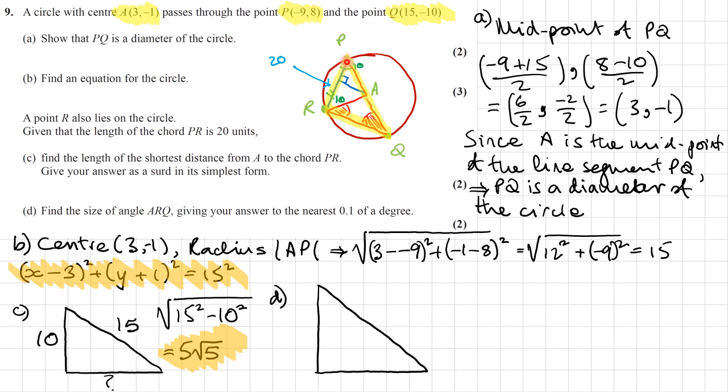So this side here is the diameter. I know that the radius is 15, so the diameter is 30. That's that length there, that's the hypotenuse of my triangle. And the length of this side here is 20. And I want to find this angle down here. That should be easy enough. I can see that I've got a hypotenuse and an opposite.